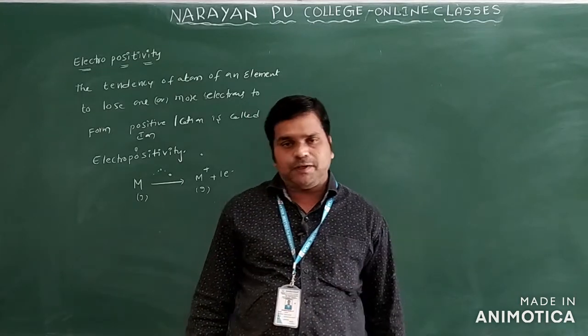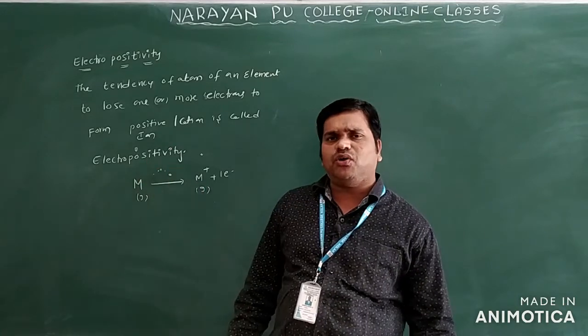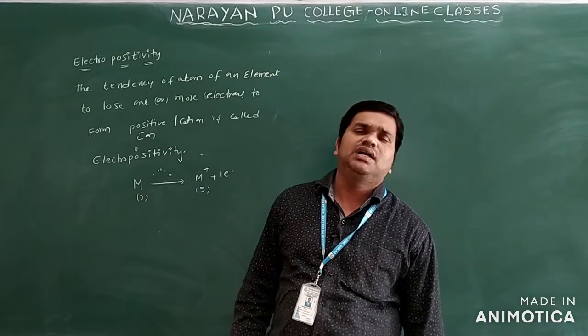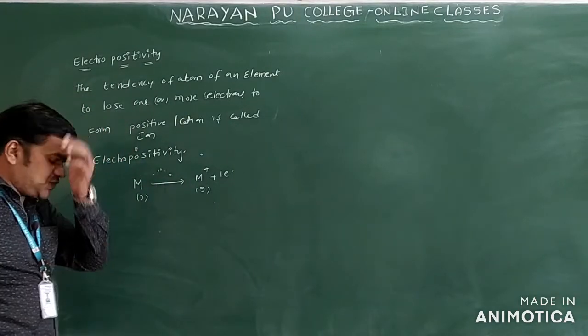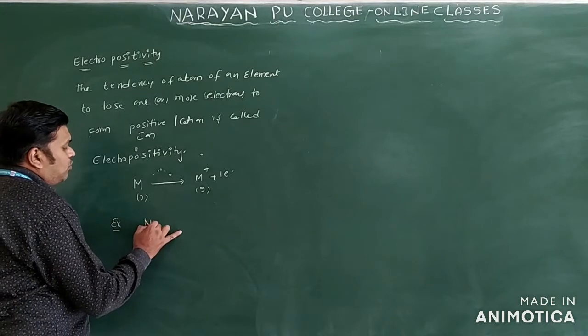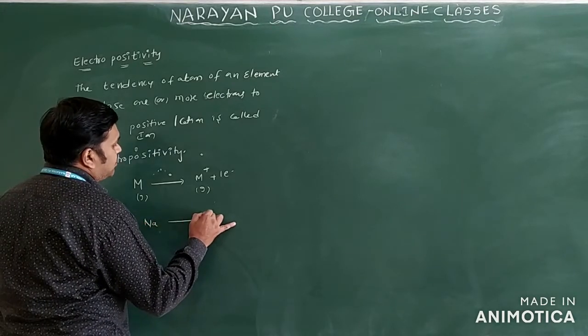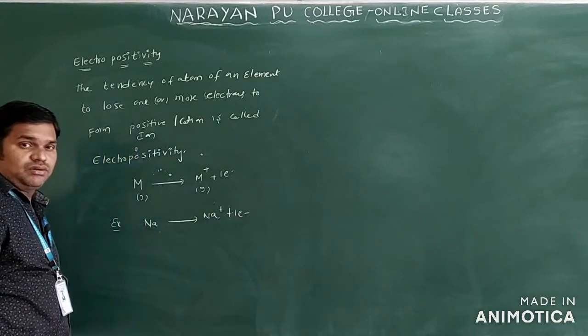So they form ions easily. What ions are formed here? Positively charged ions are formed, and the positively charged ion is called a cation. So a positive ion is formed. Suppose I take sodium as an example. Sodium gives rise to a Na plus ion by loss of one electron.